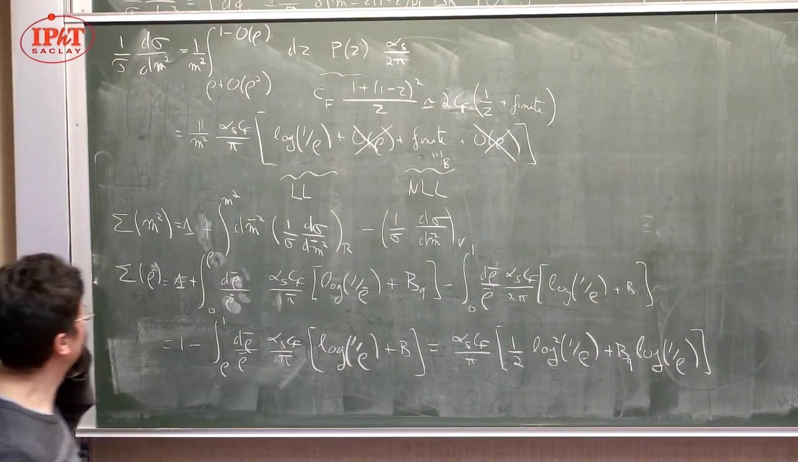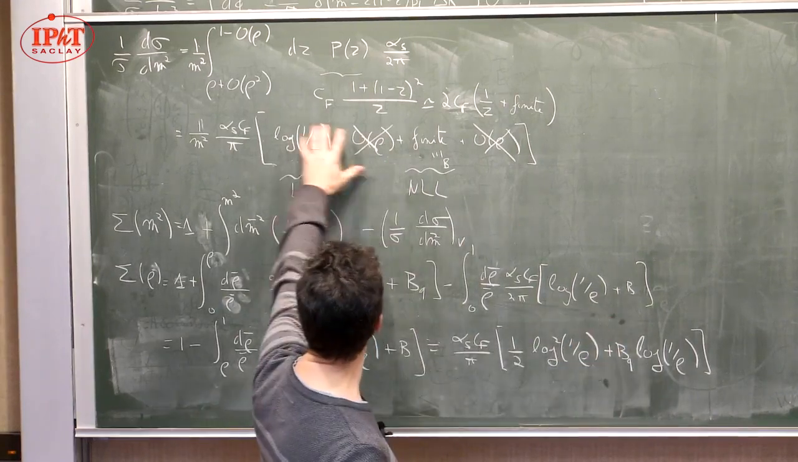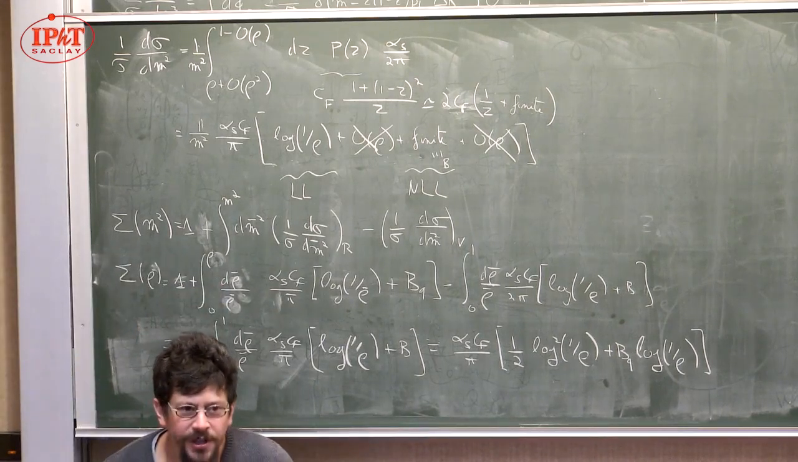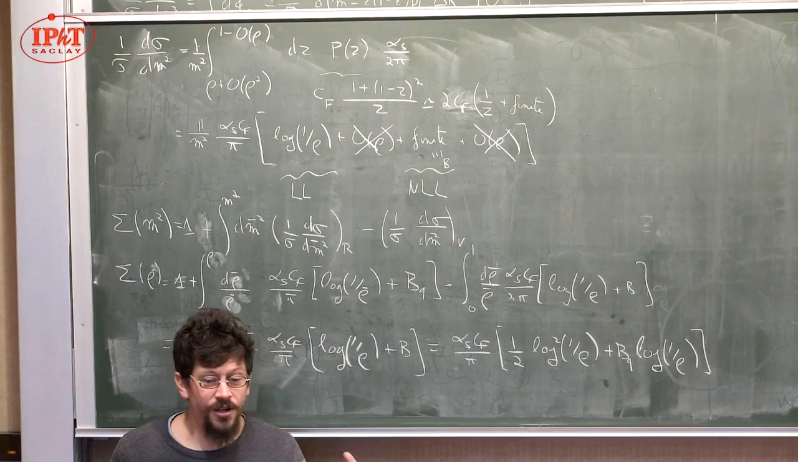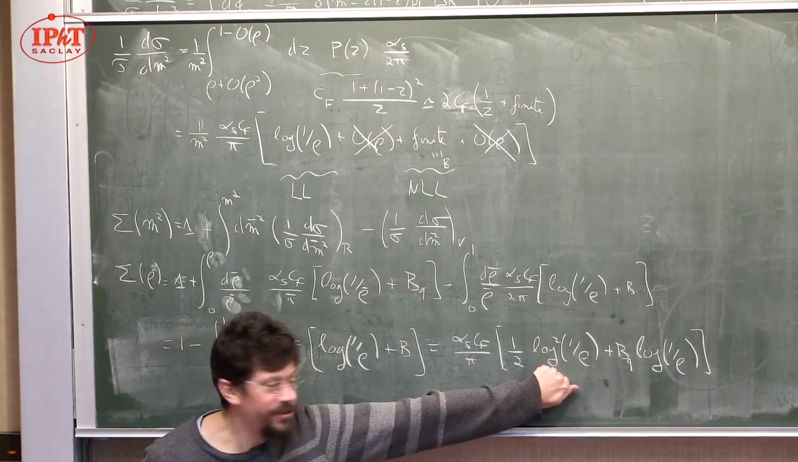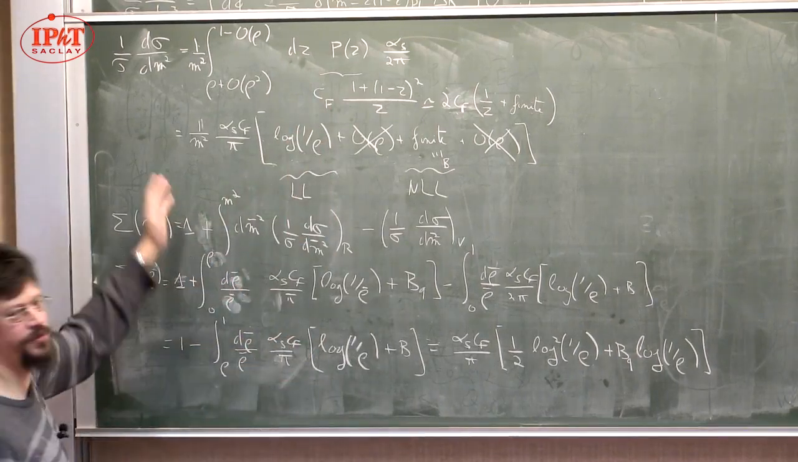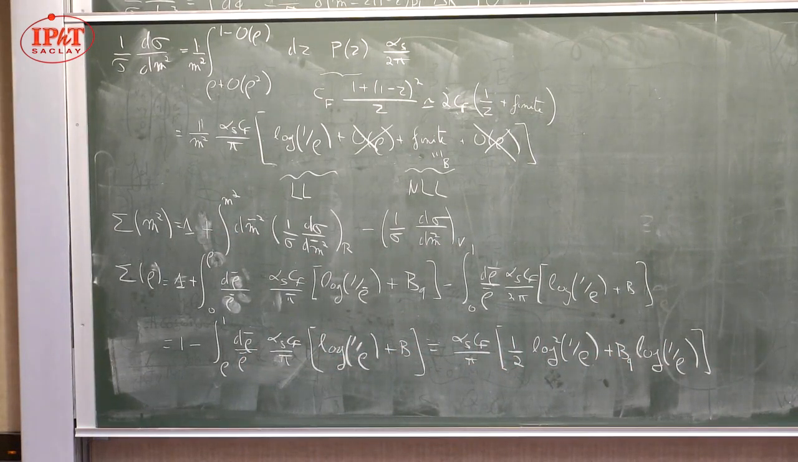Why do you think people tend to prefer to work with this expression rather than this one? There are two reasons. One you will discover right after. The other one is the following. Why do you expect logs in calculations like this? What's the physical origin of these logs? Soft and collinear, okay? If something is soft, you expect one log. If something is collinear, you expect a log as well. So in this log squared, there's one log coming from the integration over z, which is soft, and then once you've done that, the integration over rho or the angle gives the same, so you get two logs: one from soft and one from collinear.